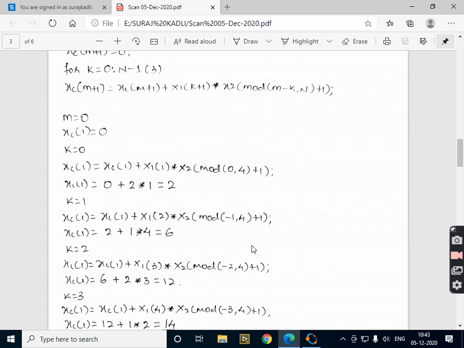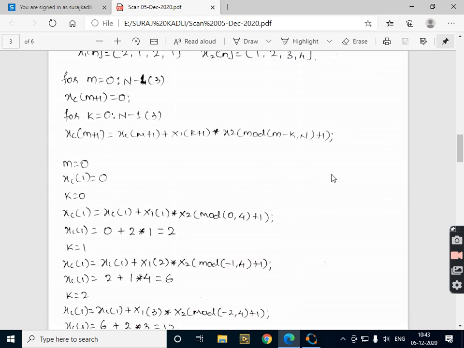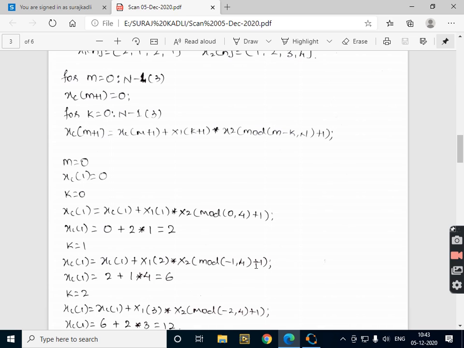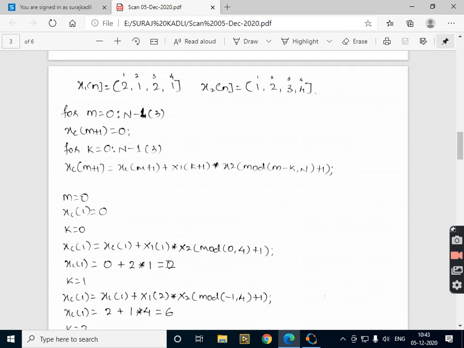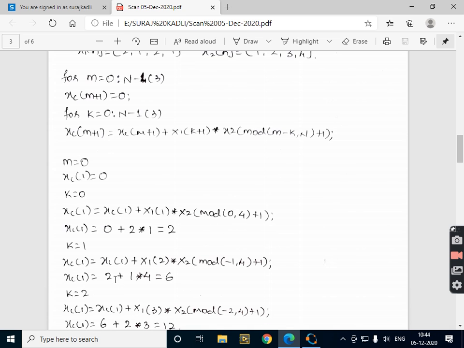Mod of minus 1 comma 4 will be 3. 3 plus 1, 4. X2 of 4 is the fourth sample in the second sequence with amplitude 4. So x2 of 4 will be 4. X1 of 2 is the second sample in the first sequence, which is 1, and it will be added to xc of 1. From the previous iteration, xc of 1's value is 2 now. So it will be 2 plus 1 into 4, which equals 6. And after this iteration, xc of 1's value will be updated to 6.